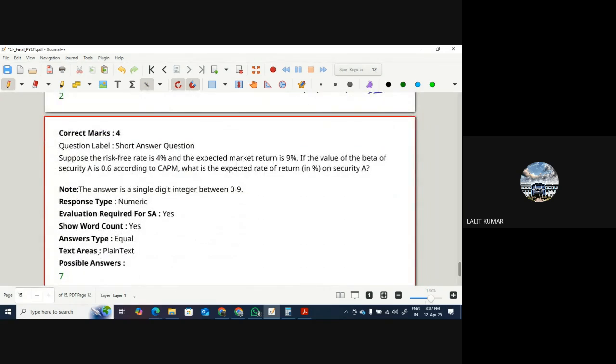Okay, next we come. Suppose the risk-free rate is 4%, expected market rate of return is 9%, value of beta of the security is 0.6 according to CAPM. What is the expected rate of return? This is straight away from the formula: 4 plus 0.6 into 9 minus 4, that is 4 plus 3, which is 7%.